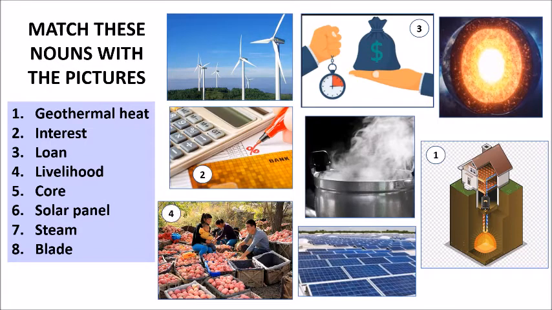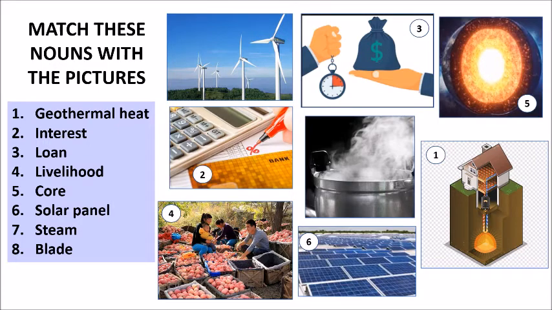Then we have number 5, core, which is a synonym for center or nucleus. In this case, the nucleus of the earth. Then we have a solar panel, number 6, which obviously is this picture, and it is defined as a device to capture the sun's energy.